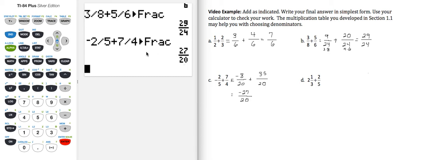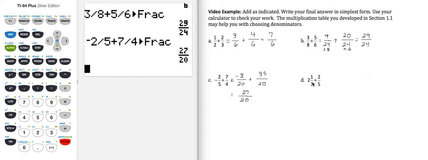We made a mistake. Do you see the mistake? 27 over 20 was the result. We got -27 over 20, so let's see what happened there. We had -8 plus 35 and indicated that would be -27. That should actually be a +27, so let me get rid of that. So that's why it's good to be doing the problems by hand, but then also double checking them on the calculator so you can confirm your results.